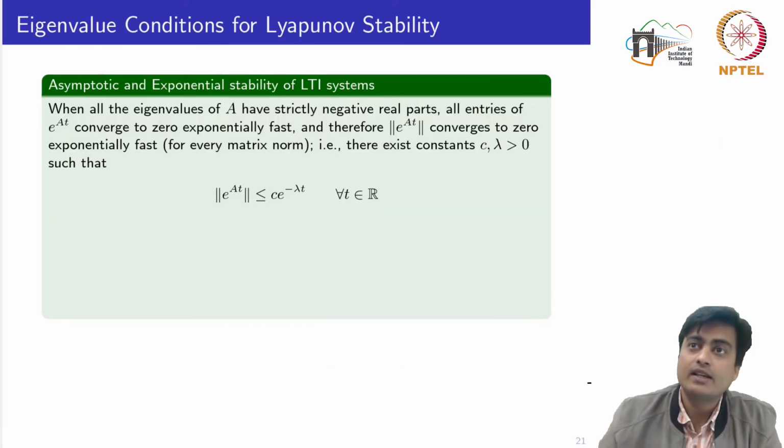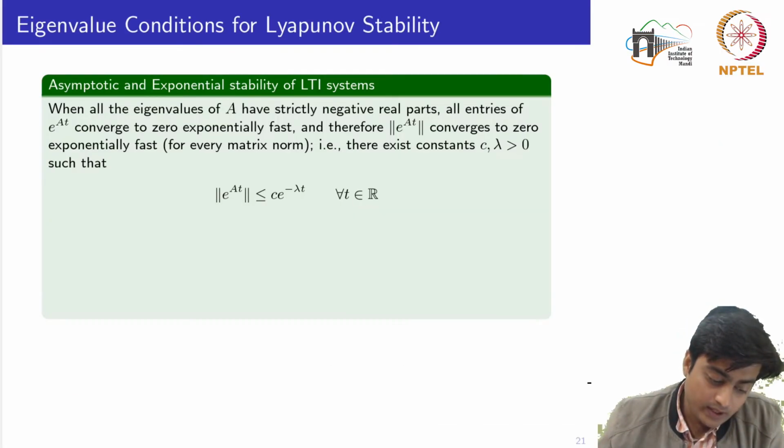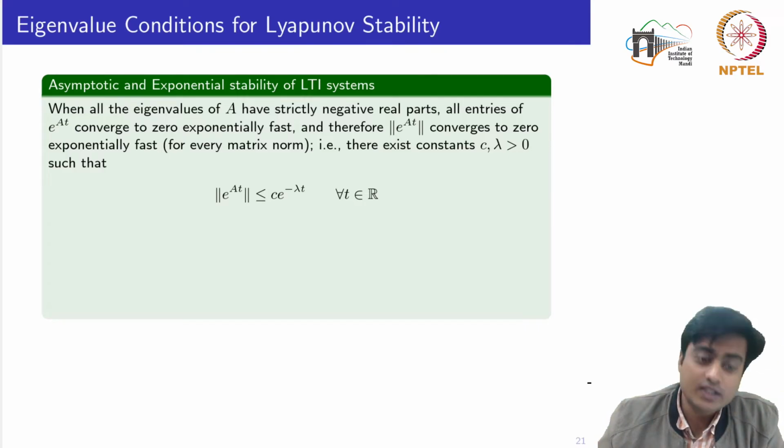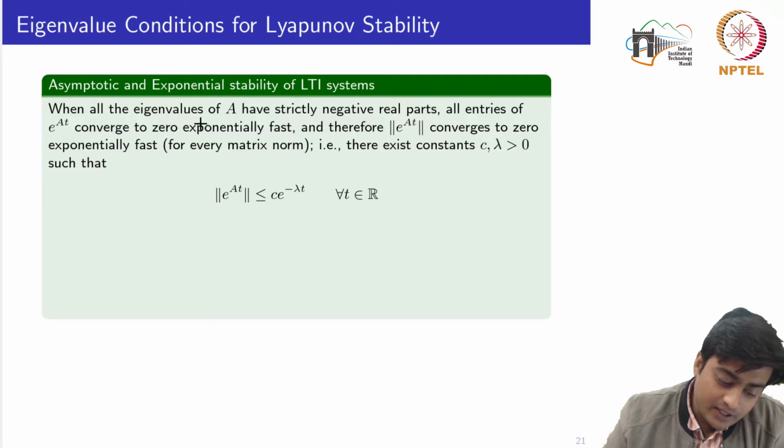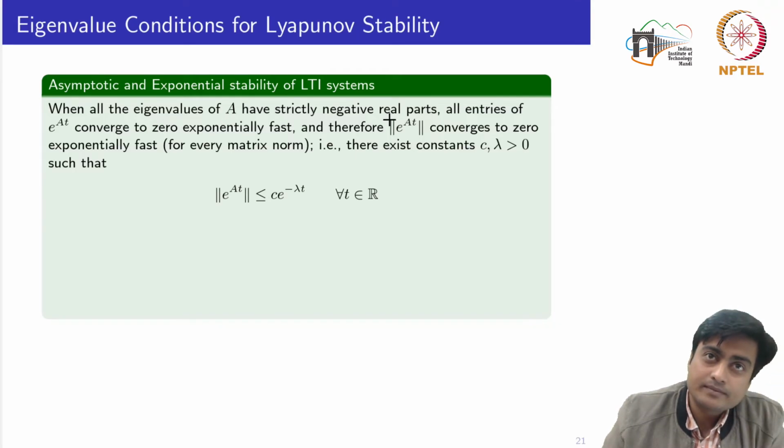And next we will see what is the equivalence between the asymptotic stability and exponential stability, particularly for the LTI systems. So when all the eigenvalues of the matrix A have strictly negative real parts, all entries of e to the power At would converge to 0 exponentially fast, and therefore the norm of that exponential matrix converges to 0 exponentially fast for every matrix norm.